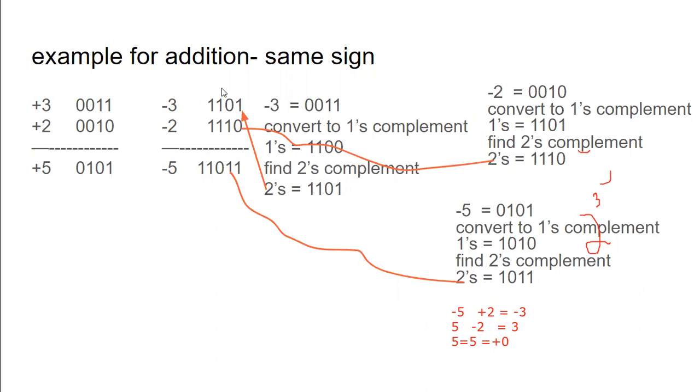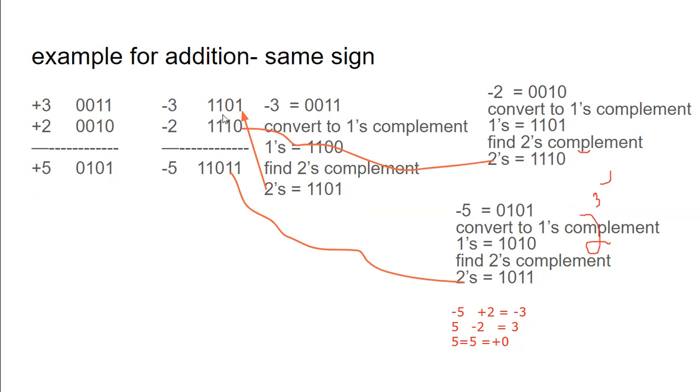So if you see this minus 3, this is just plus 3. First, we have to represent the plus 3 and then find its 1's complement. This is nothing but 1, 1, 0, 0. 1's complement is nothing but inverting the number. If it is 0, make it 1. If it is 1, make it 0. Then find the 2's complement: add 1 with this. So this is 1, 1, 0, 1. This is the 2's complement equivalent of minus 3.